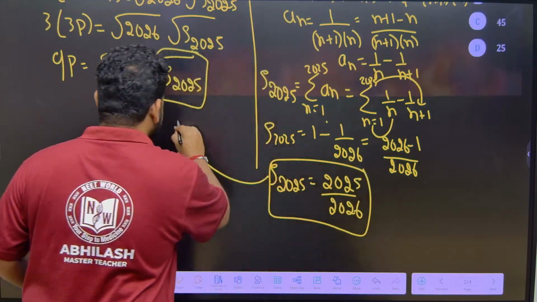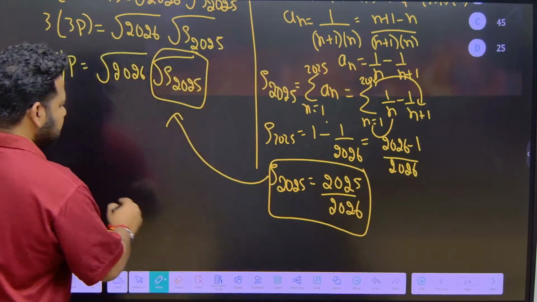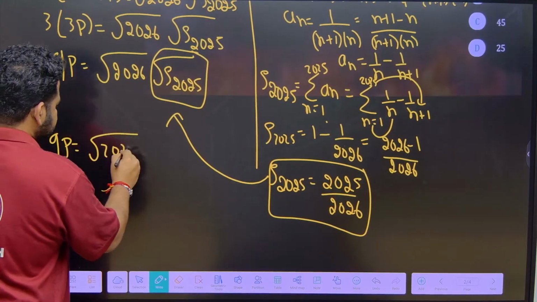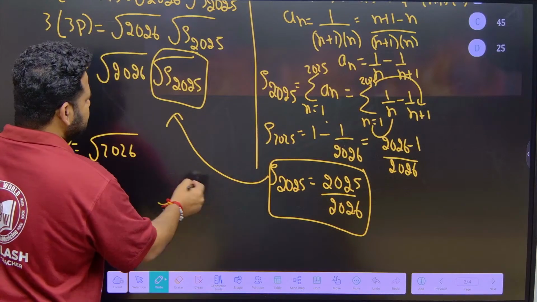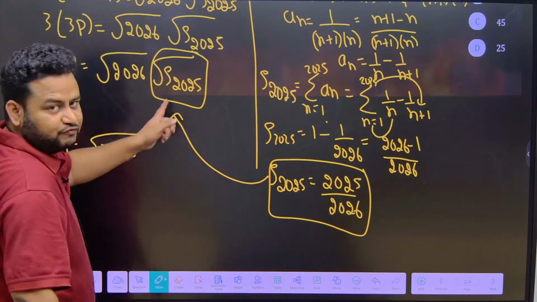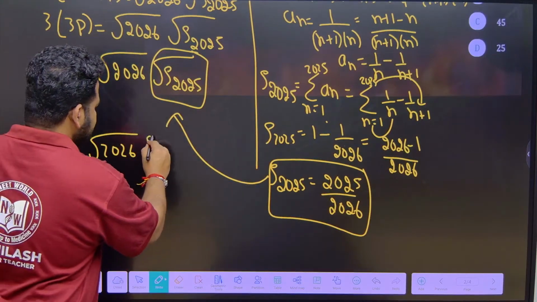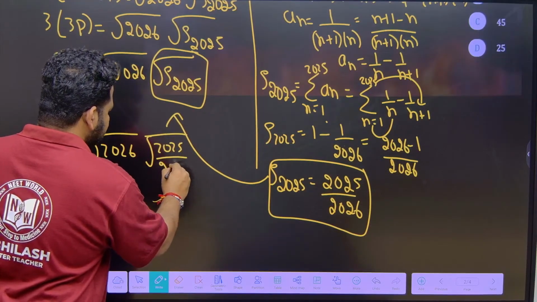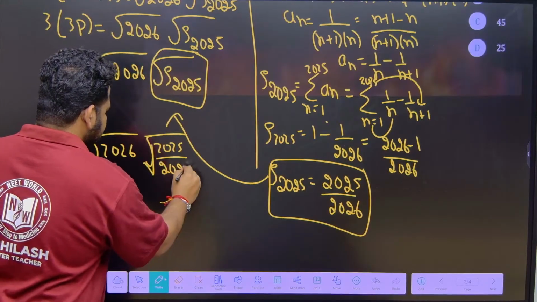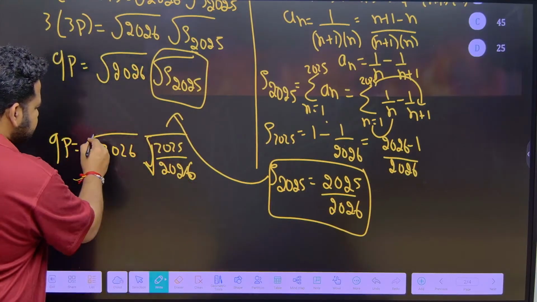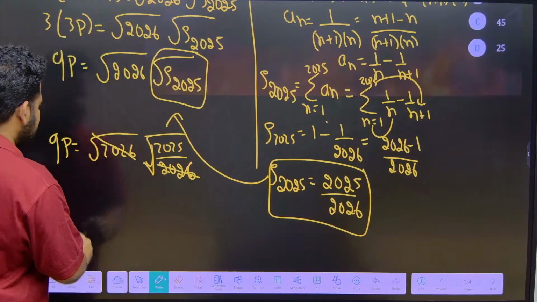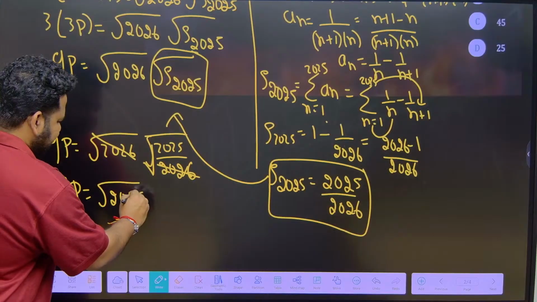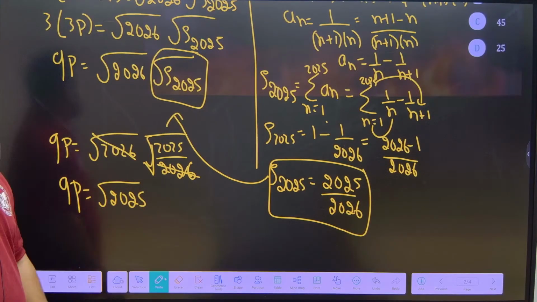Now we will put this value here. So 9p is equal to square root of 2026 into S2025. I have to just substitute the values. This will be square root of 2025 divided by square root of 2026, correct? This will be square root of 2026. Now this 2026 and this 2026 will cancel. I will have 9p is equal to square root of 2025.